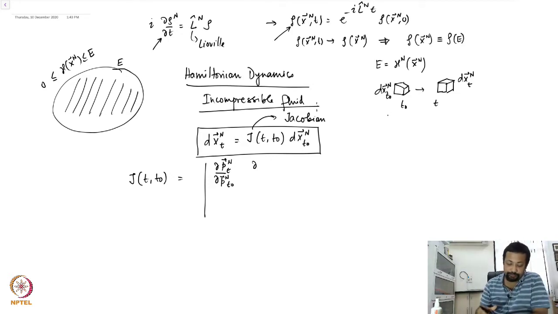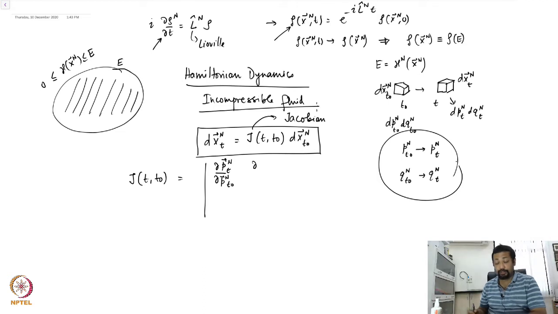So let's take one step backward. The volume element at t0 is d of Pn t0 d of Qn t0, and the volume element at t is d of Pn t d of Qn t, correct? So there is a transformation involved here, where Pn t0 goes to Pn of t, and Qn of t0 goes to Qn of t. Therefore I can write down the Jacobian for this.